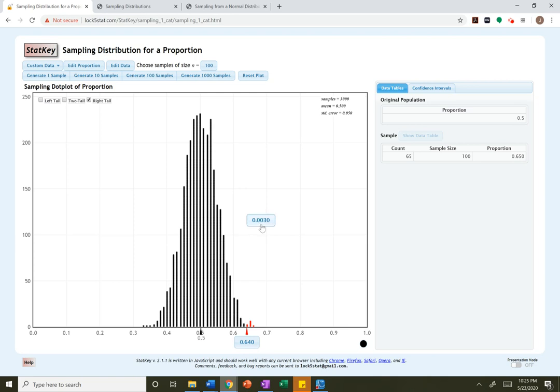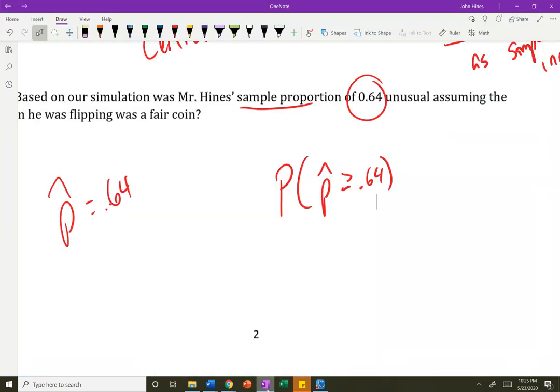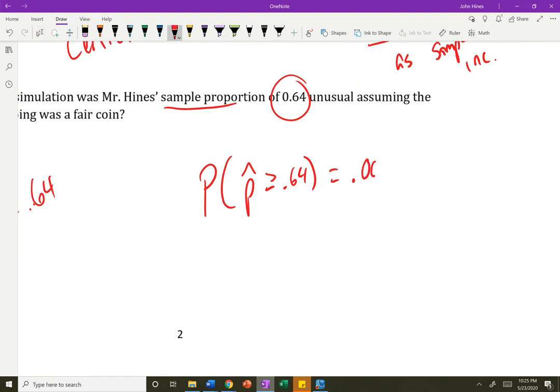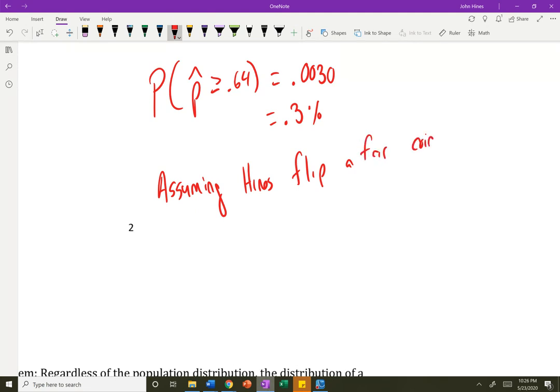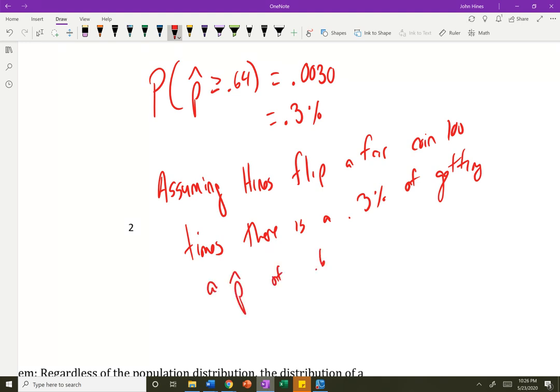That happened 0.0030, so that has a probability of 0.0030, or 0.3% of the time. So what does this mean? Assuming Heinz flipped a fair coin 100 times, there is a 0.3% chance of getting a p hat of 0.64 or higher.